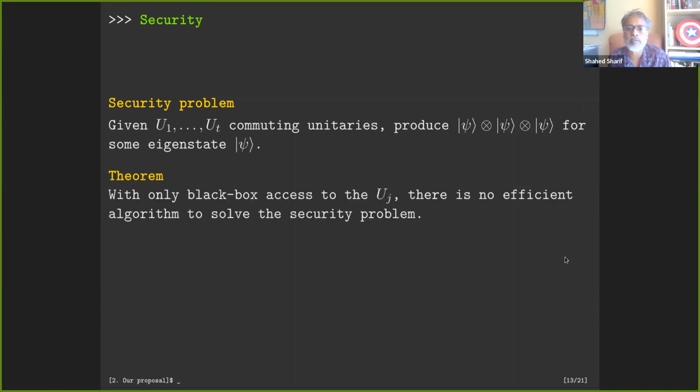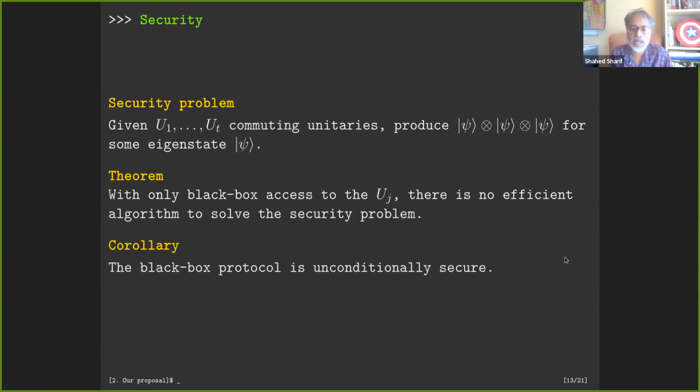And then we prove that if an adversary has only black box access to the unitary matrices, to the unitary operators, then there's no efficient algorithm that can solve the security problem. And therefore, putting it all together, the black box protocol for this quantum money is unconditionally secure.